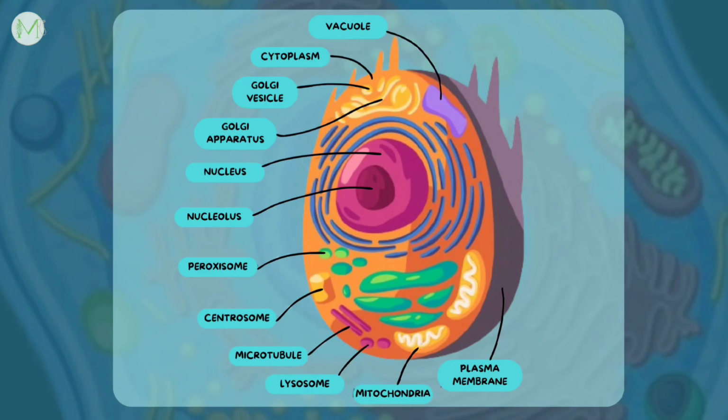A cell has various structures which carry out different functions. Out of them, there are three fundamental structures, namely cell membrane, cytoplasm, and nucleus, and other organelles are vacuole, Golgi apparatus, peroxisome, centrosome, microtubules, lysosomes, and mitochondria. Now, let's get to know briefly about all the organelles.